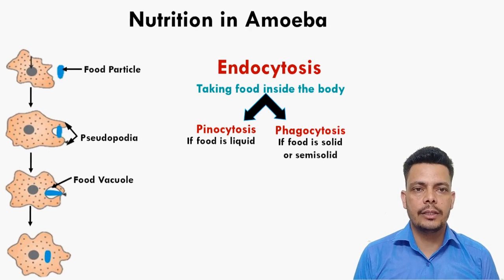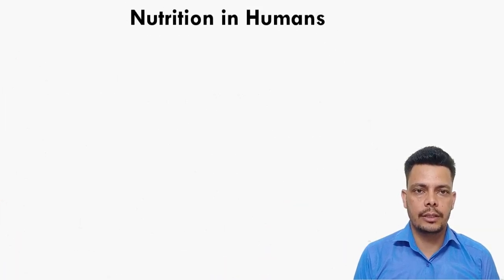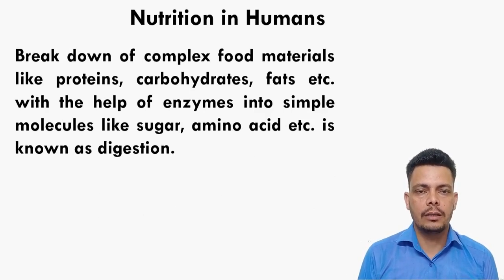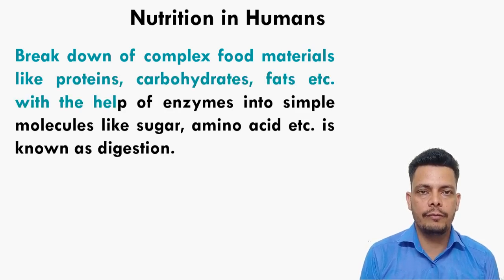Now let's begin with the nutrition in humans. In this part, we will simultaneously study the anatomy of the human digestive system, and we will also talk about the enzymes secreted by the human system. So let's start with the definition of digestion. Digestion is the breakdown of complex food materials into simpler forms which can be used by the body.